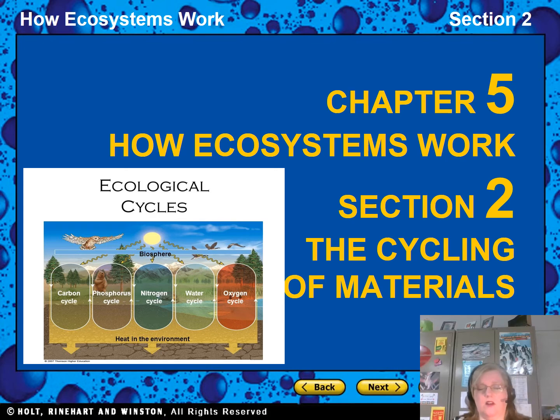All right, guys, let's talk about section 2, how the materials get cycled around. Section 1 was how energy gets cycled, when we talked about food chains and food webs and how the energy moves. Now we're going to talk about nutrients, like carbon, nitrogen, potassium. We're talking about how nutrients and materials get transferred around. So we did energy first, and now we're doing nutrients.